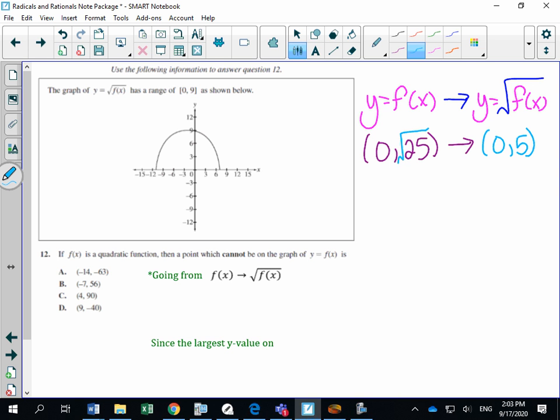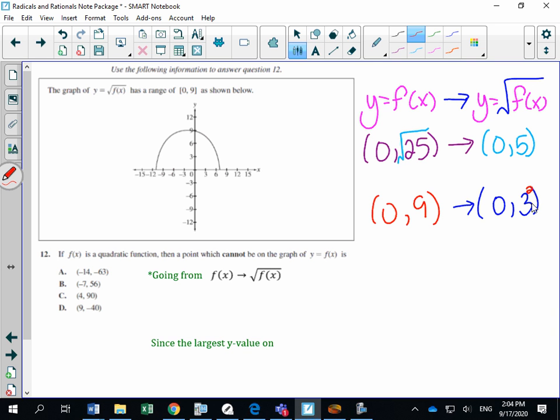Now, what this question is going to do is have us think in reverse. Let's say I gave you the point 0, 3, and said that is a point on the radical function. What was the point on the original function? To go from original to radical, we square root the y value. So to go from radical to original, what do we have to do to this y value? What's the opposite of square rooting? The opposite of square rooting is squaring. So the original coordinate would have been 0, 9.